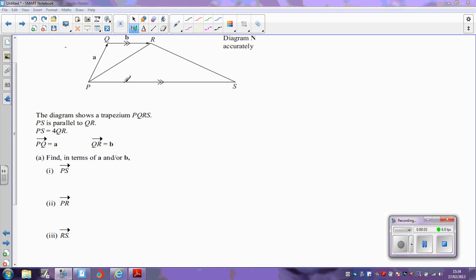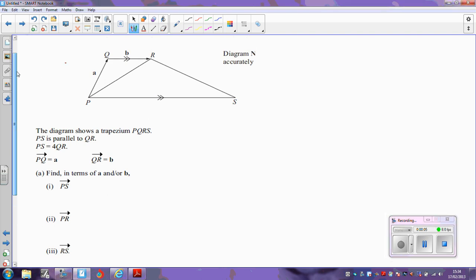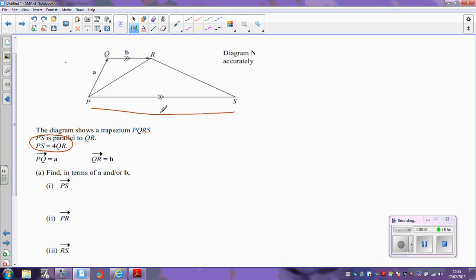Always make sure you read the information given to you with these vector questions. Don't just assume that everything is done on the diagram, because it very often isn't. So PQ is the vector A, QR is the vector B, and it also tells you, crucially, that PS is 4QR. It also tells you that PS is parallel to QR. So if this is the vector QR, they tell you that PS is 4 times that. In other words, this vector here that takes us from P to S must be 4 times the vector B.